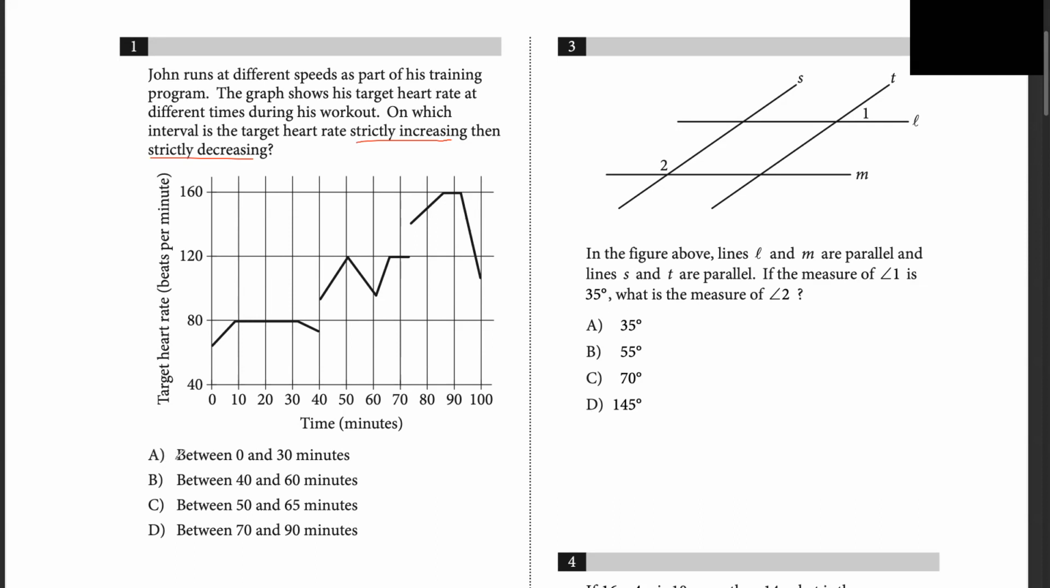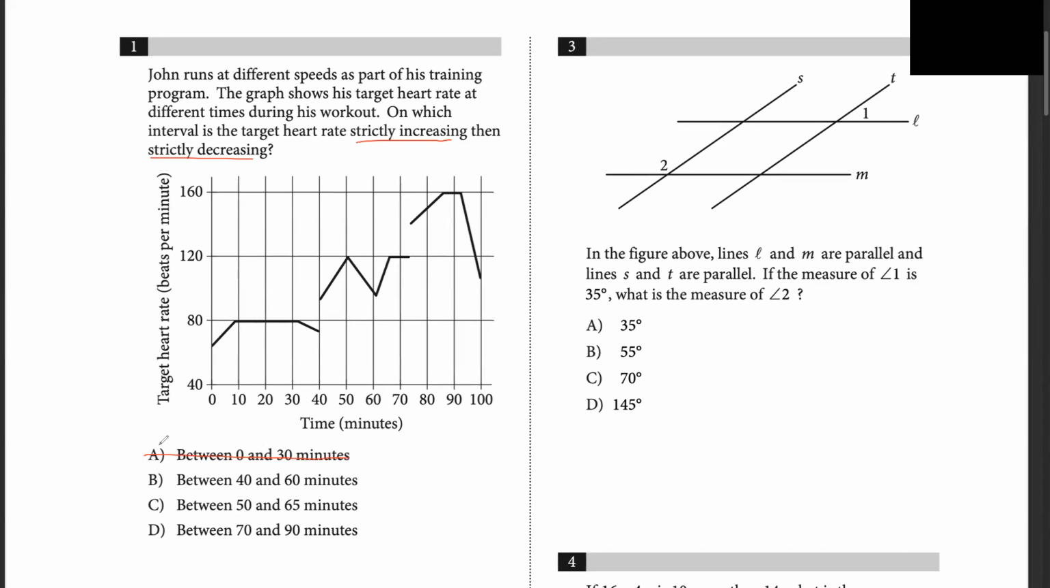So if we look at the interval between 0 and 30 minutes, we see that his heart rate goes up and then it remains flat until 30 minutes. So that's not strictly increasing or strictly decreasing. So we're going to rule out answer choice A.